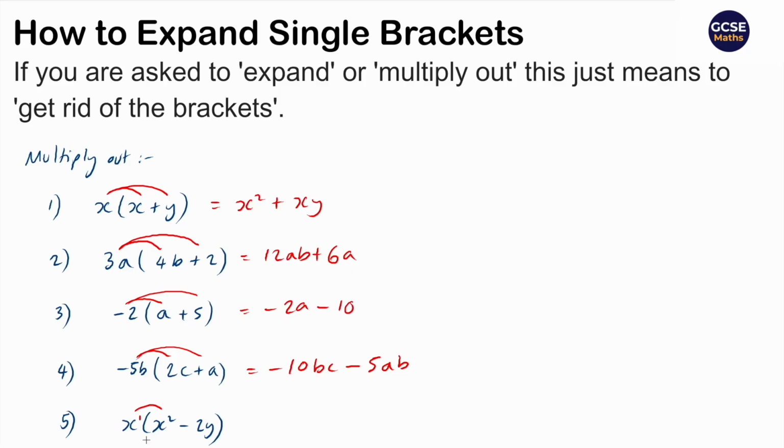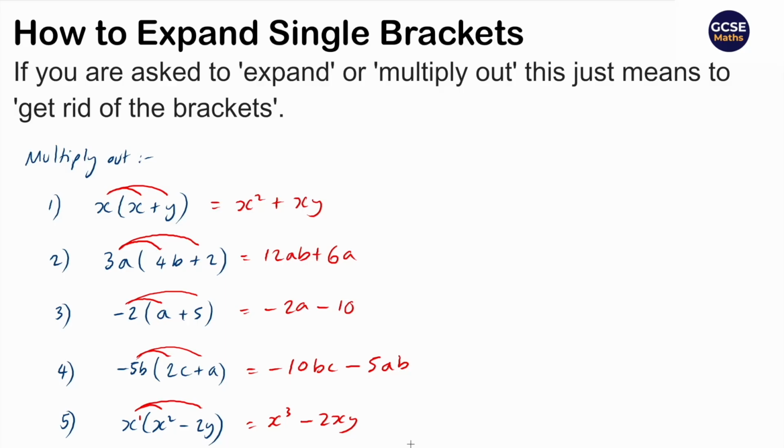Finally, now remember that is to the power of 1. If you're multiplying indices, so in other words they've got the same base number, you add the index number, so 1 add 2 is 3, so that becomes x to the power of 3. So now you multiply the signs, a positive multiplied by a negative is a negative, 2xy. Notice I put the x before the y.